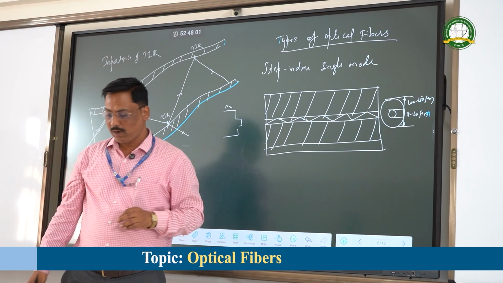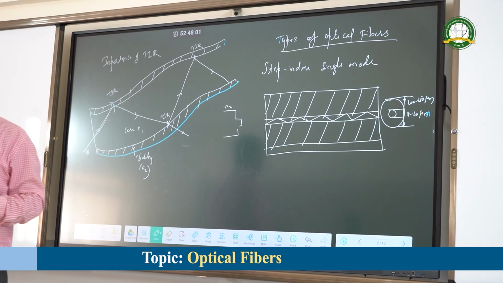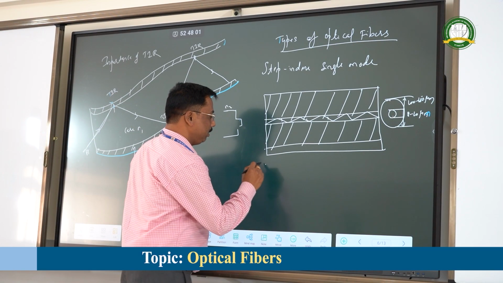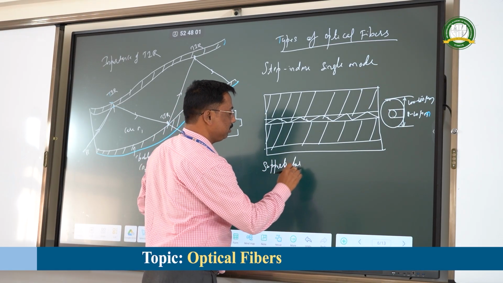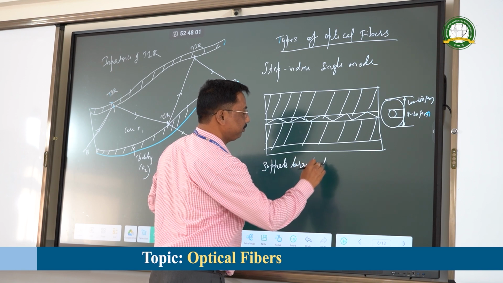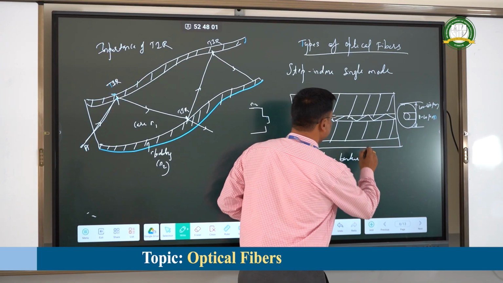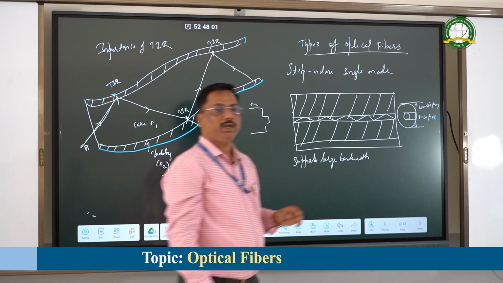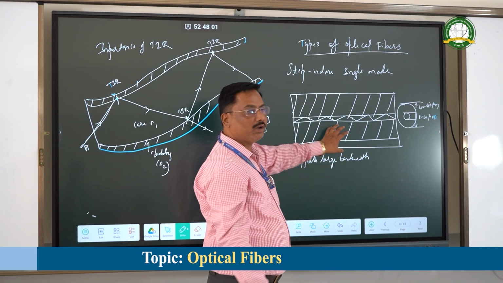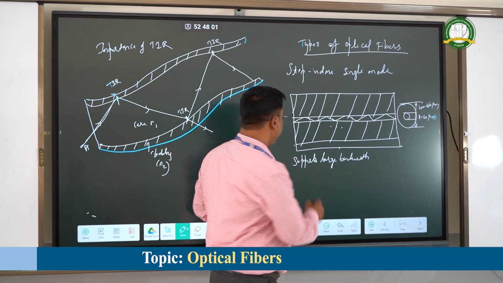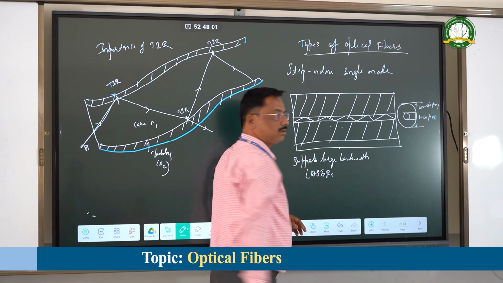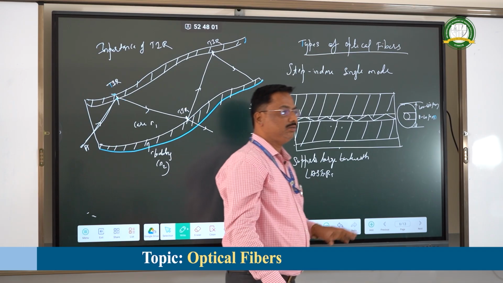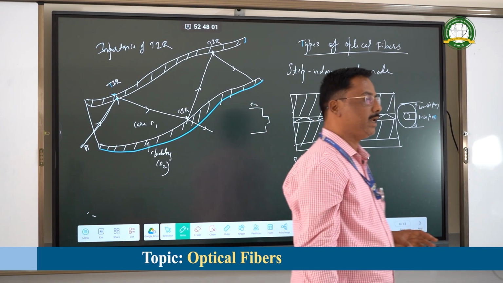One of the main advantages of this single mode optical fiber is that it supports very large bandwidth. That is the main advantage of this optical fiber. The optical source used for this single mode optical fiber is lasers. One of the main limitations of this single mode optical fiber is that splicing is difficult.